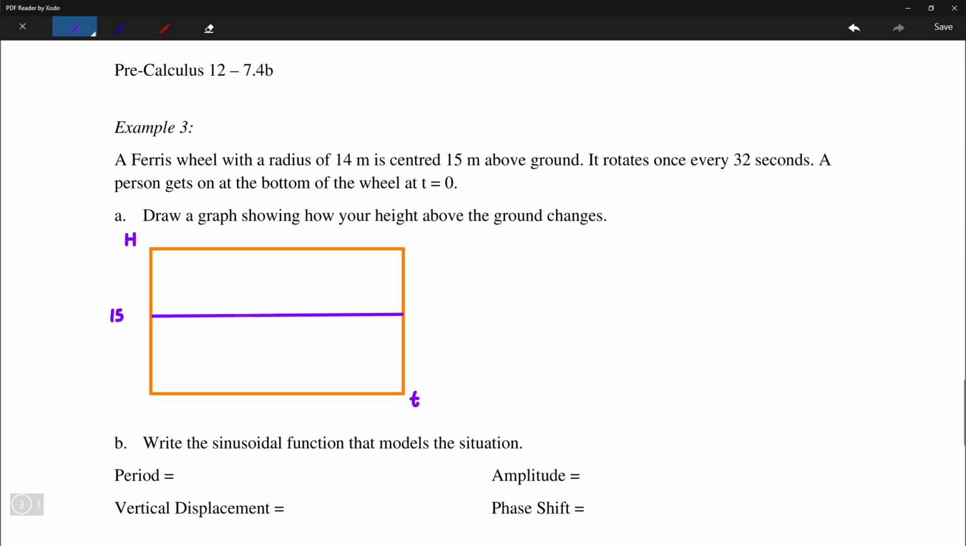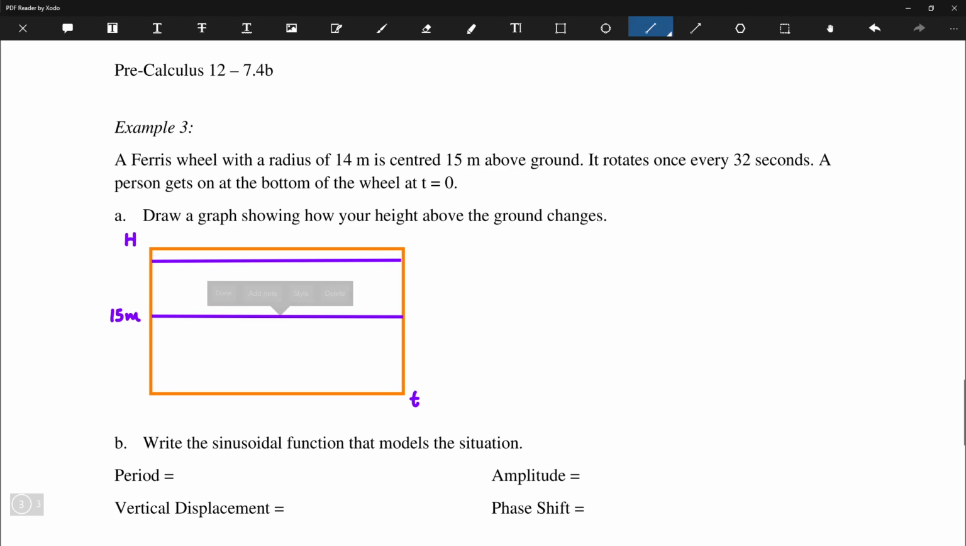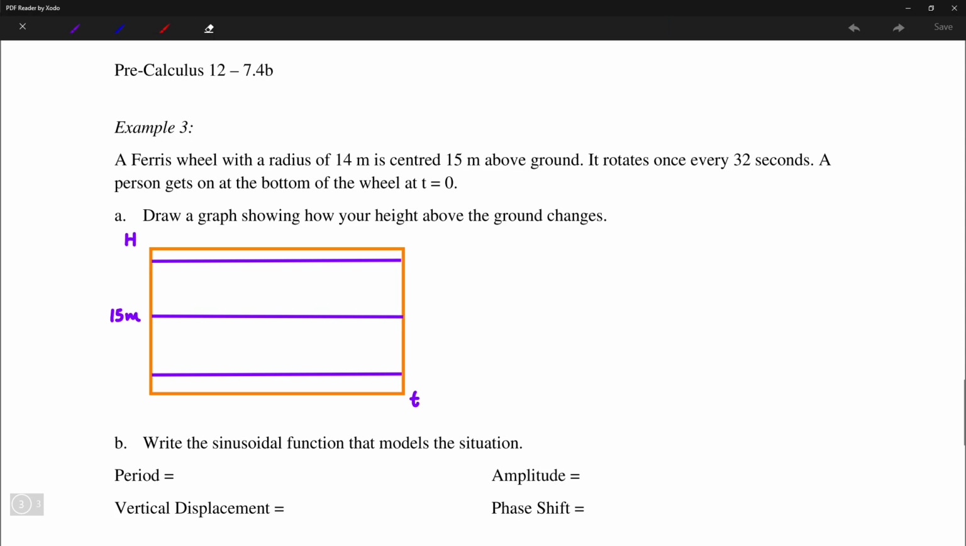And then it reaches a maximum height of 29 meters. And the reason we know that is because the radius of the Ferris wheel was 14 meters, so it would go up by 14. And then, of course, the Ferris wheel also goes down, and it will reach a minimum height of 1 meter above ground. That being 15 minus 14. So the maximum height is 29 meters, and the minimum height is 1 meter.